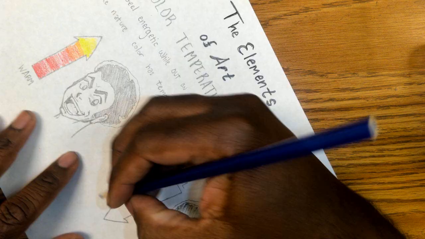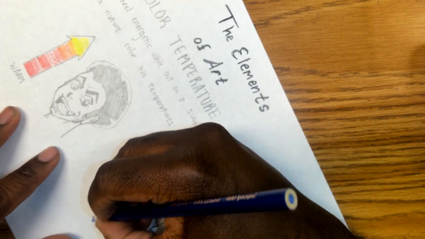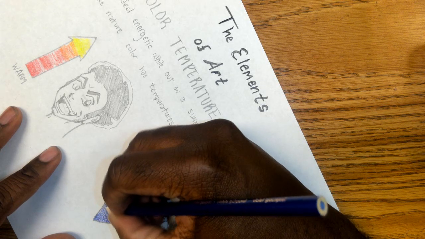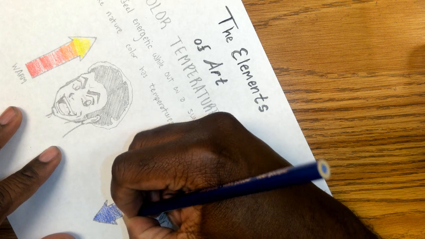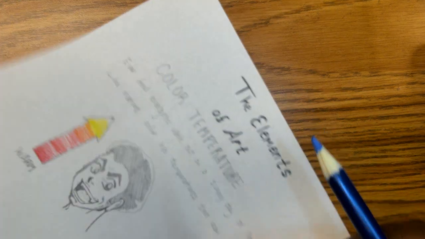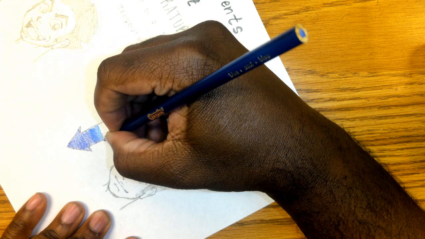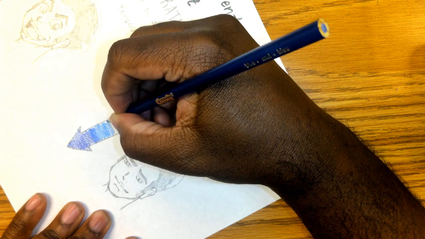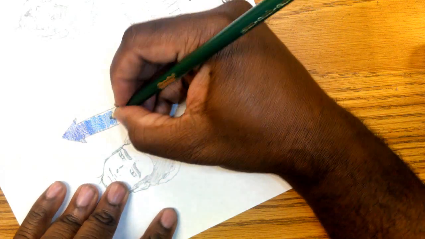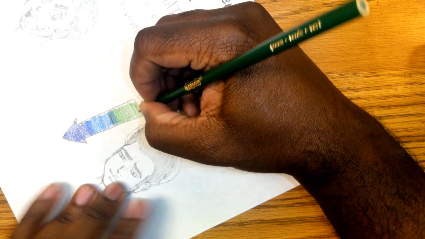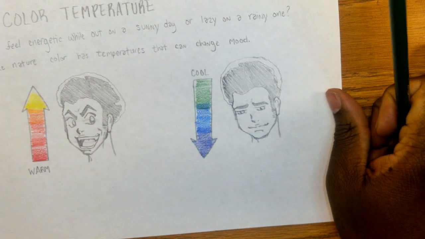And over here, go through our violet. Start mixing in the blue. Stop. Mix in the green. There we go.